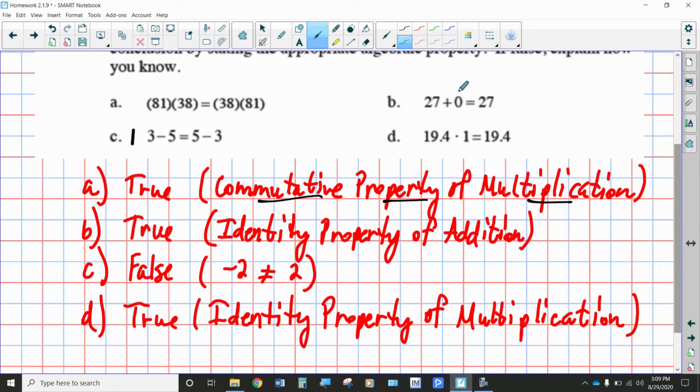What happens when you add 0 to a number? It stays itself. That's a true statement. That is the identity property of addition. Can you take 3 minus, what is that there for? I don't know why that's there.